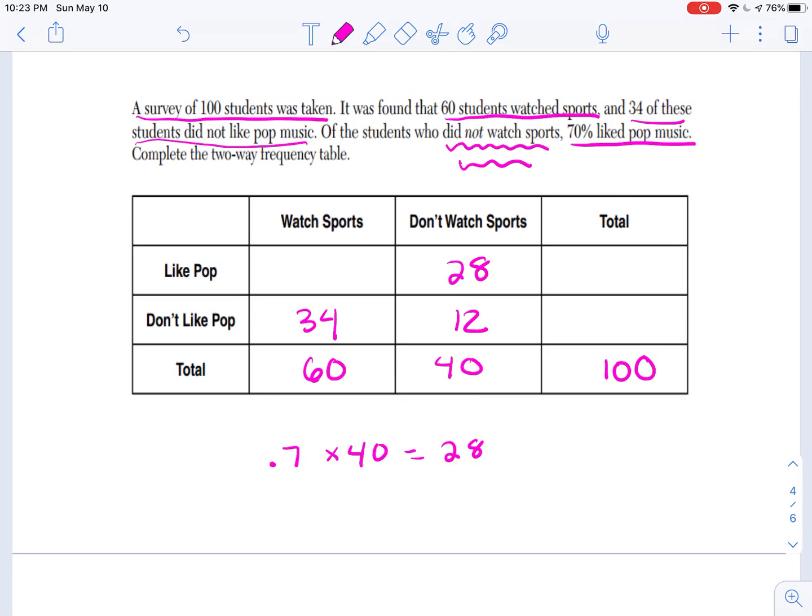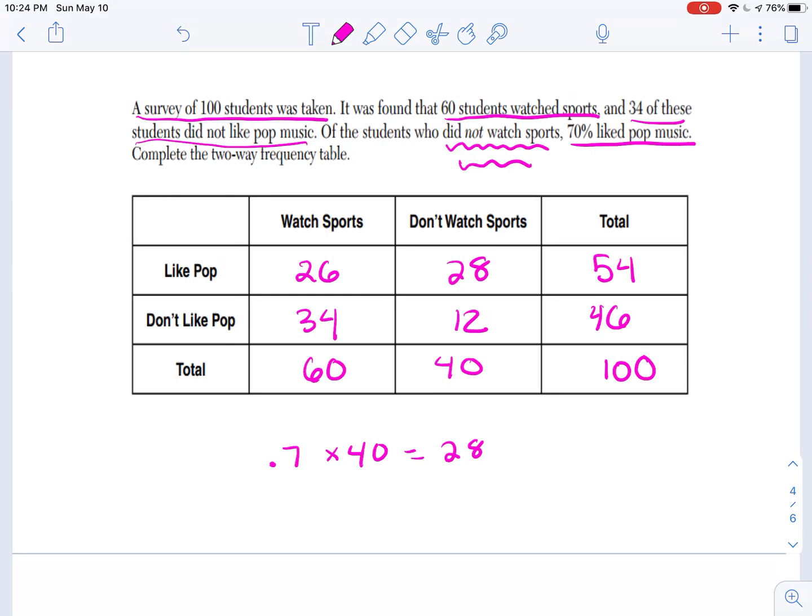So from here, it's going to be all about figuring out the missing spaces. We know 28 plus this box has to equal 40, so that's going to be 12. We know that 34 and 12 have to give me the total who don't like pop. So if we add those together, we get 46. We know that this last column has to add up to 100. So this box has to be 54.